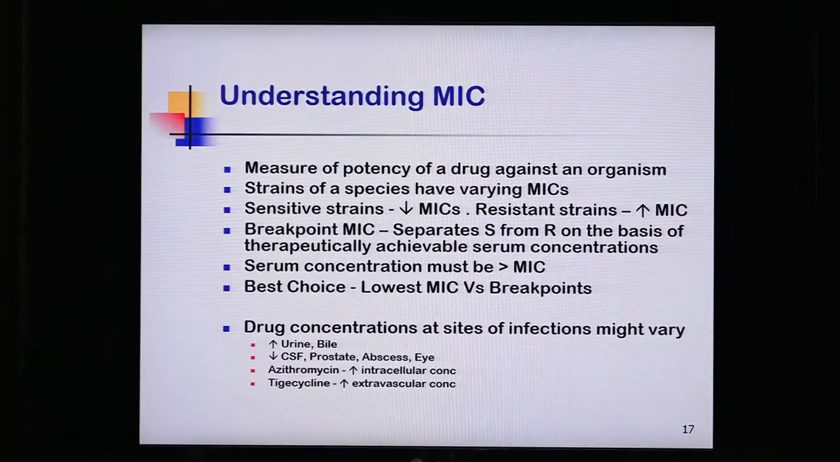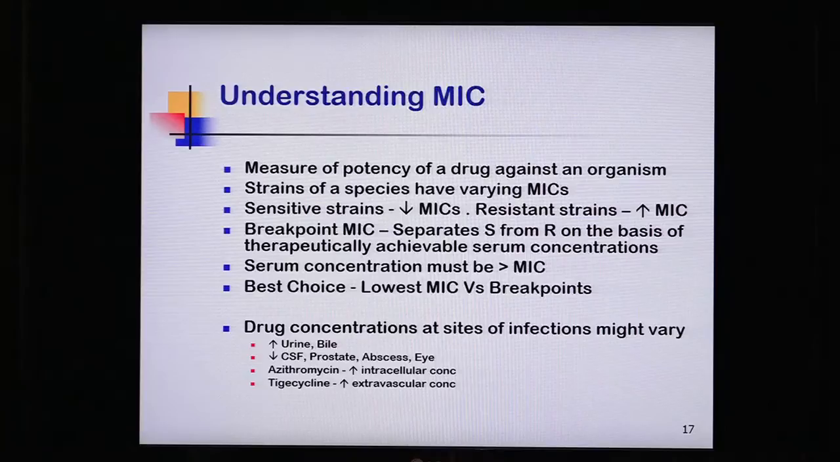We should understand MIC a little bit more. It's a measure of potency of a drug against an organism, because there are strains of a species with varying MICs, and the sensitive strains have lower MICs, the resistant strains have higher MICs. The breakpoint MICs that we get from CLSI actually differentiate the sensitives from the resistant on the basis of, as I told earlier, therapeutically achievable concentrations of the drug. The basic principle in applying these laboratory data to clinical medicine is that the concentration of the drug must be at least 5 to 10 times that of the MIC of the drug. You should be able to achieve, in therapeutic doses, sufficient concentrations of the drug in the plasma or serum so that it is well above the MIC concentration.